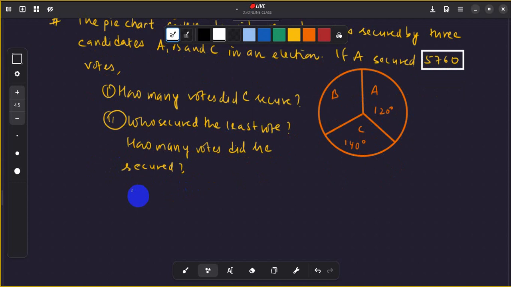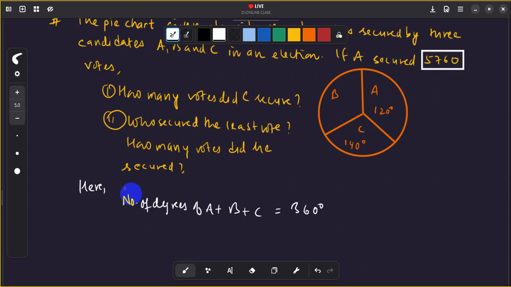Before finding the total, let's find out the number of degrees of B, because it is not given here. The number of degrees of A plus B plus C equals 360, right? A complete circle, a complete rotation has 360 degrees, and A is given as 120, B is not provided, C is 140, total is 360.